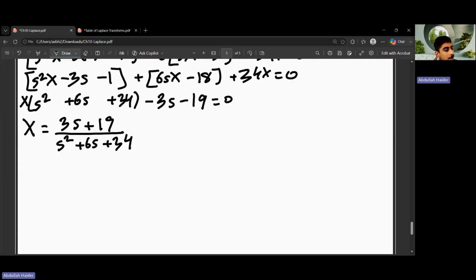And now we need to find the partial fraction. I'll teach you a different method in this example. So this 3s plus 19.